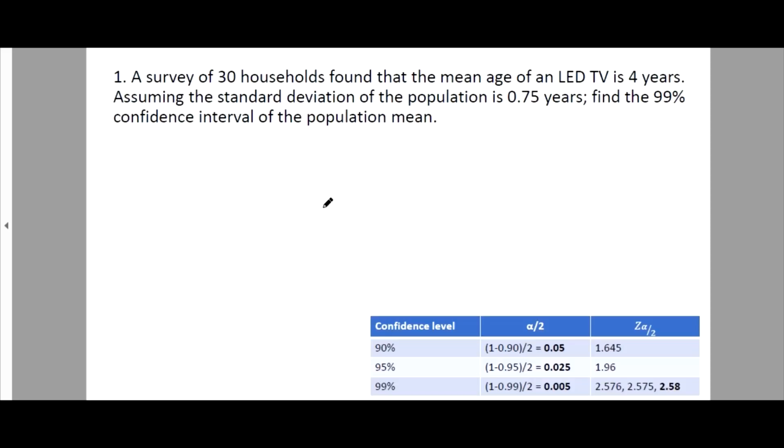Examples. A survey of 30 households found that the mean age of an LED TV is 4 years. Assuming the standard deviation of the population is 0.75 years, find the 99% confidence interval of the population mean. Of course, we'll start with the given. We're given first n, which is equal to 30 households, and the mean age of an LED TV is 4 years.